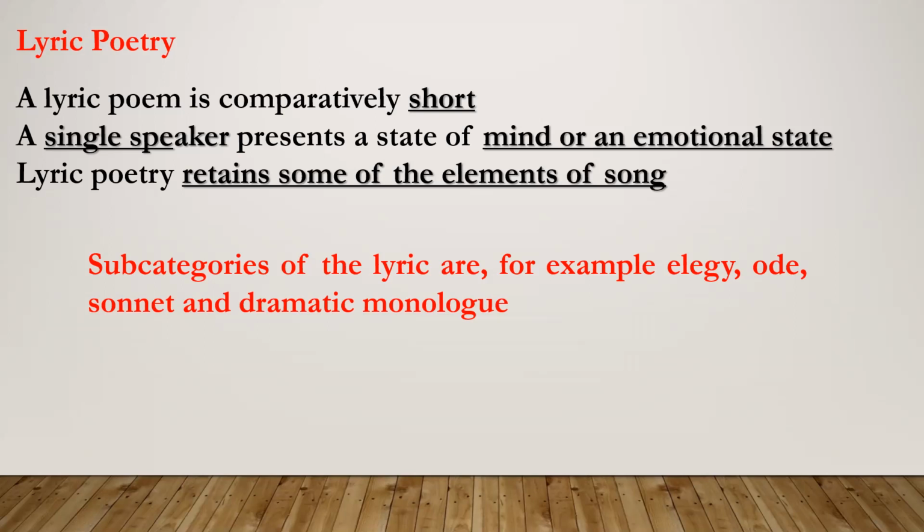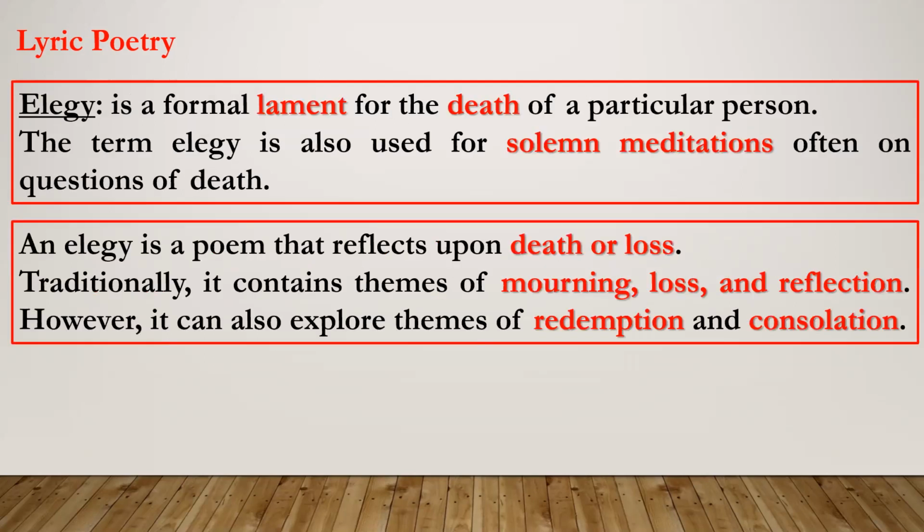Basically, when we talk about lyrical poetry, we talk about different types. We can talk about elegy, ode, sonnet, or dramatic monologue, and we're going to detail them in the following slides. When we say elegy, it has an equivalent in Arabic, which is الرثاء. I want to say something here: it is not necessarily that each literary form in English has its equivalent in Arabic. In some cases we might have, in other cases we might not have.